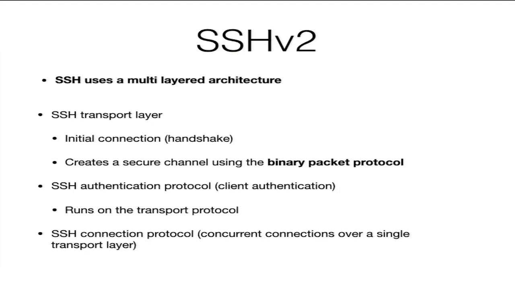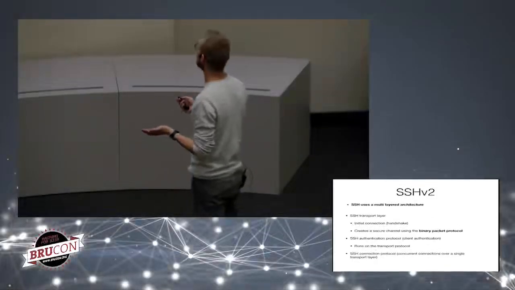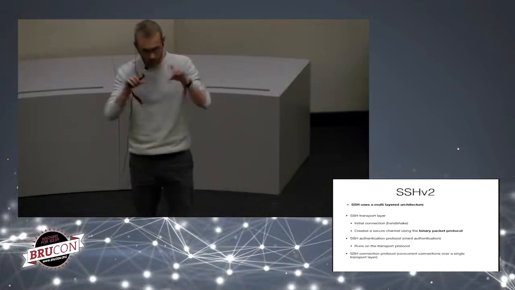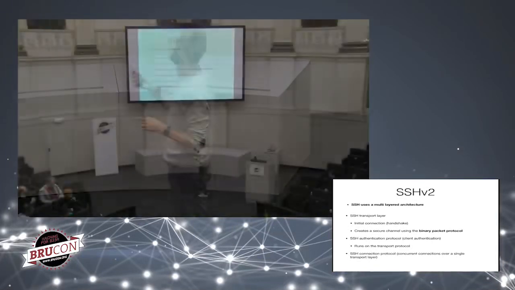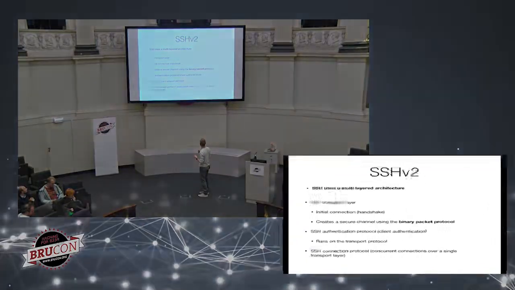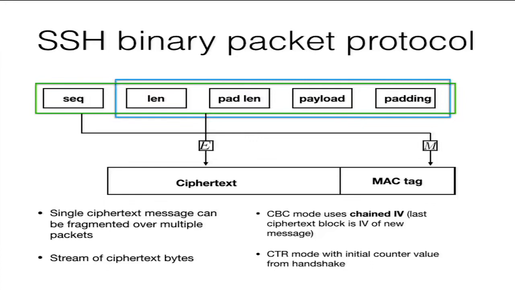We then have the SSH authentication protocol, which runs on top of this transport layer to authenticate the client. And then we have this connection protocol, which allows for concurrent connections over a single transport layer. So we have this transport layer, this binary packet protocol, and then this connection protocol. Let's now have a closer look at the binary packet protocol.